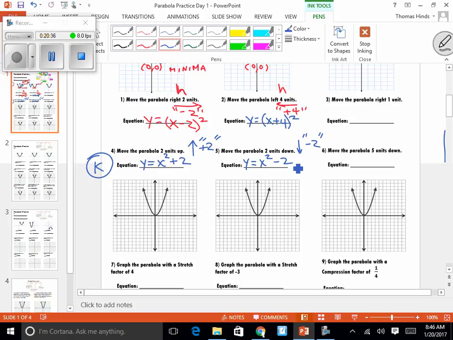Oh, one thing I didn't do over there, which I need to do here. The new minima, I need to write in that coordinate. So I moved it up 2, so now the new minima is 0, 2 on the new parabola. If you can, I need you to go back to the other 2 parabolas and write in the new minima. I'm about to switch that word minima to vertex. Vertex is the word that they use over there. Please write down the vertex of the new parabola.